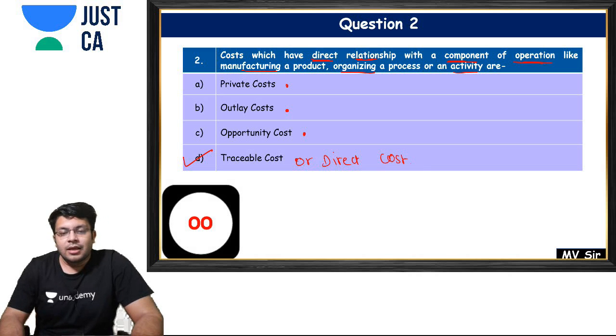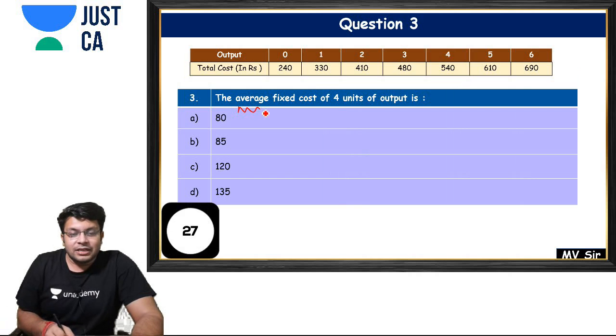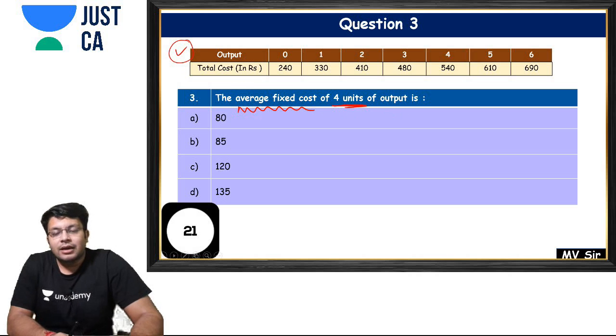Then next, my friends, what is the average fixed cost of 4 units of output? Using this data, you have to calculate the average fixed cost of 4 units of output.